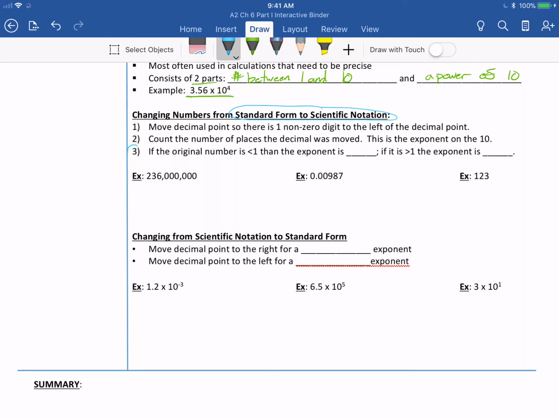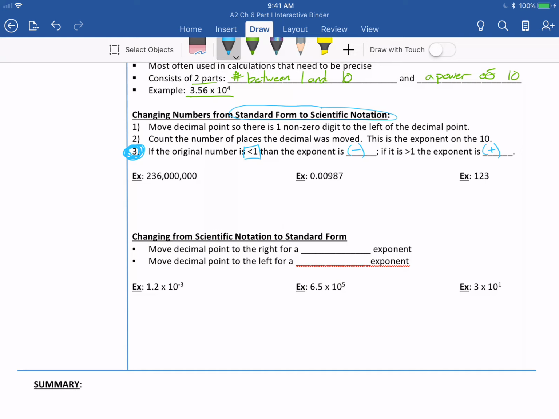Step number 3 is the big way that I remember this. If the original number is less than 1, the exponent is negative. If the original number is greater than 1, the exponent is going to be positive. People get confused saying, I have to move right, or I have to move left. But the main thing is that if it's negative, it's going to be a really tiny number, like 0.000043. If it's got a positive exponent, then it's going to be a very big number, like 4,700,000.